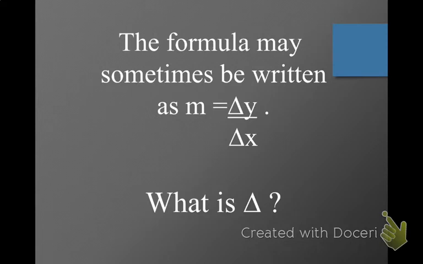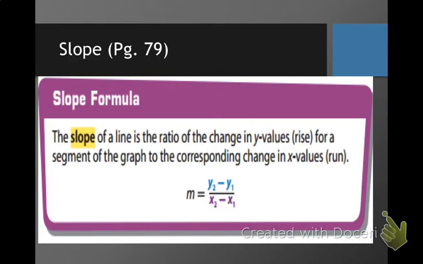M, or slope, may be written as the triangle y divided by the triangle x. So what is the triangle? Well, the triangle is the difference between 2 y values divided by the difference between 2 x values. So that triangle stands for the difference, or the change, in the y values. More commonly, we actually have the formula written like this right here: y2 minus y1 over x2 minus x1. And that is going to be extremely important as we continue on here. So once again, the slope of a line is the ratio.